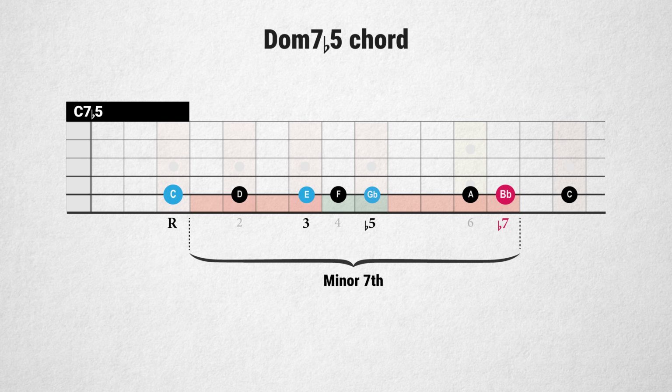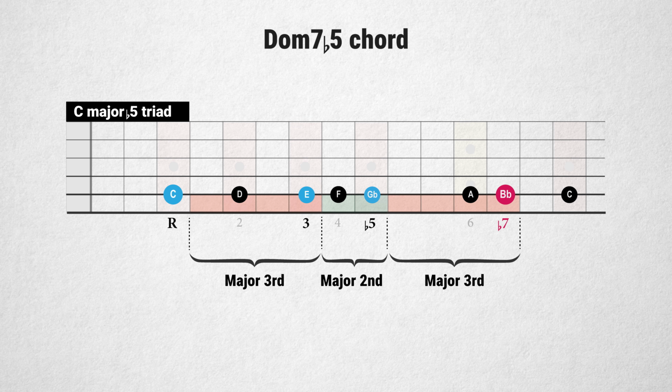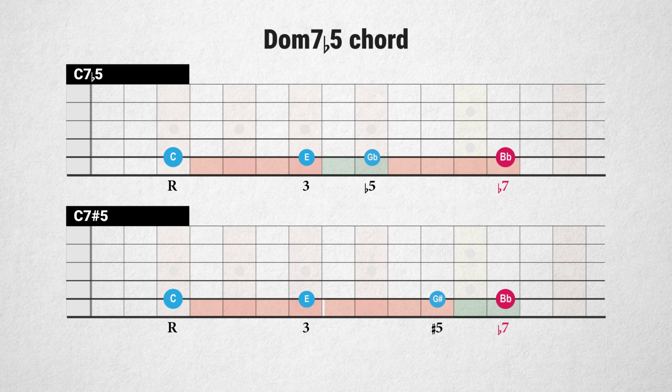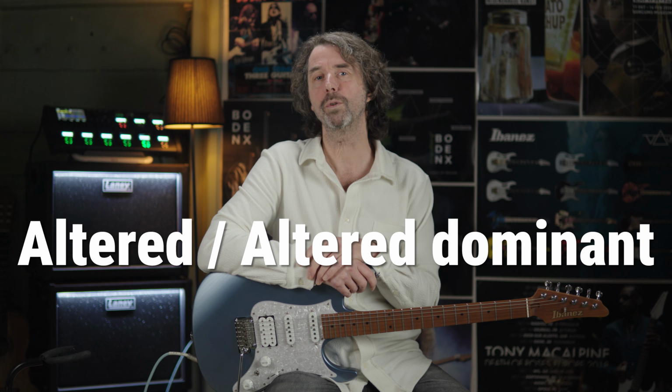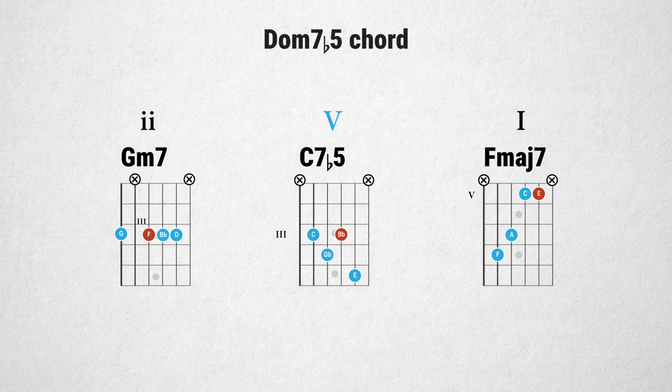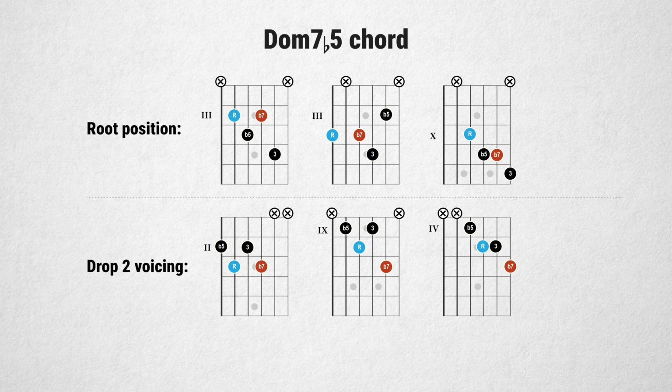Now when adding a minor 7 to this chord, we'll get a dominant 7 flat 5 chord. It is a stack of a major 3rd, a major 2nd and a major 3rd. This dominant 7 flat 5 chord is closely related to the dominant 7 sharp 5 chord and is used in the same way as a dominant 5th degree in a major or minor key. The chord is called an altered or altered dominant chord, just like the dominant 7 sharp 5 chord. Here it is in a 2-5 progression in F major. Here are some shapes for the dominant 7 flat 5 chord.